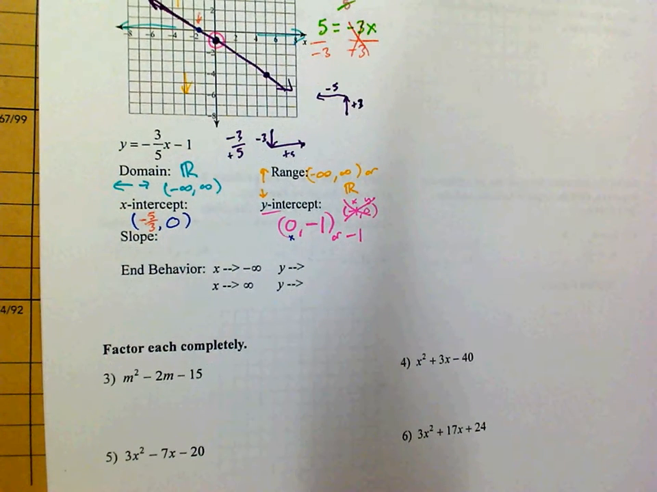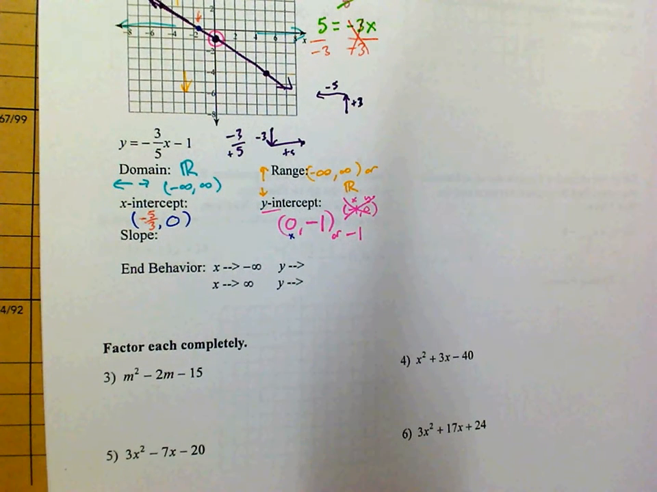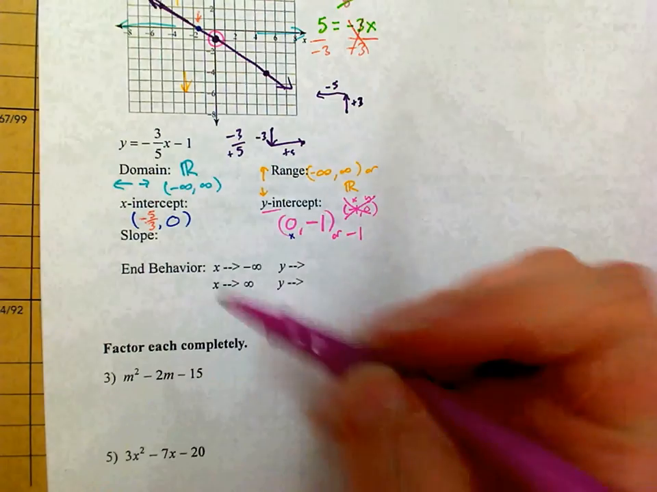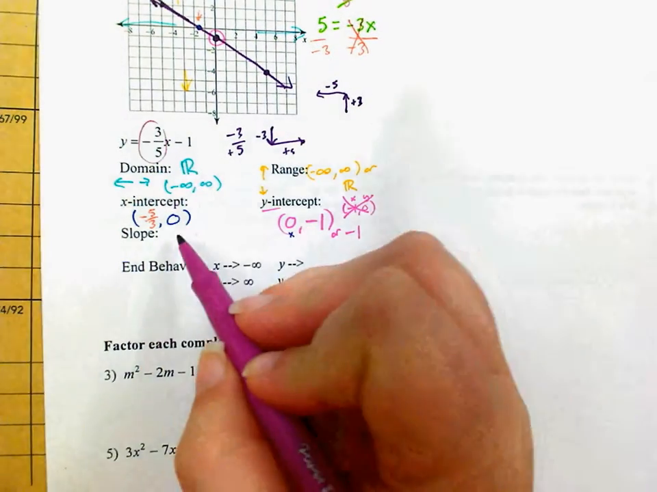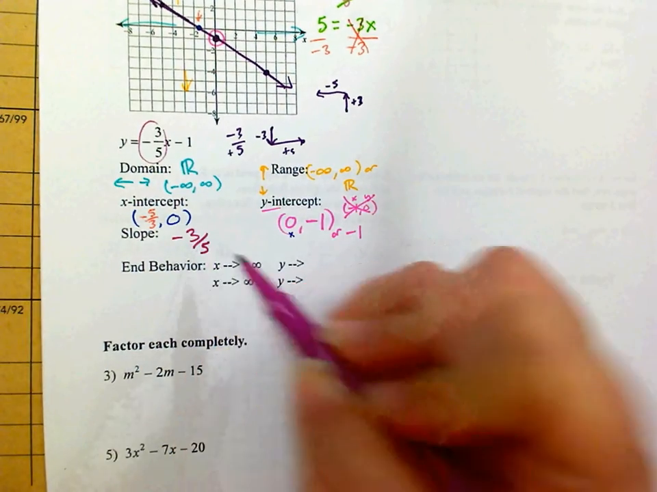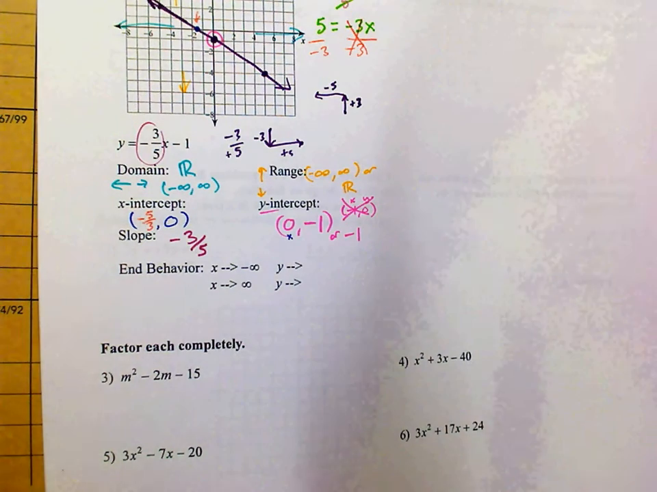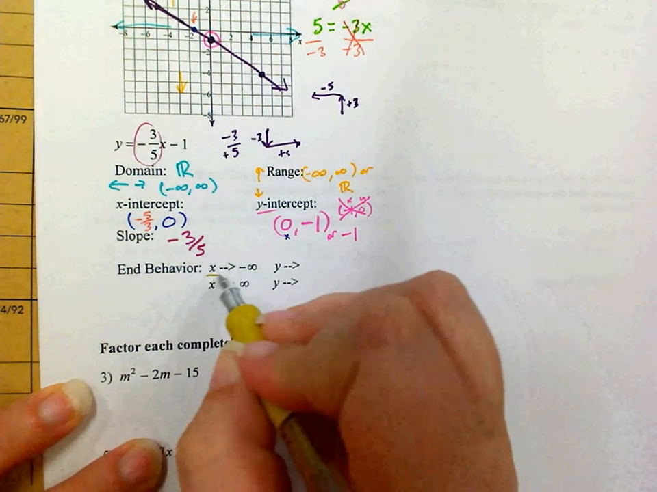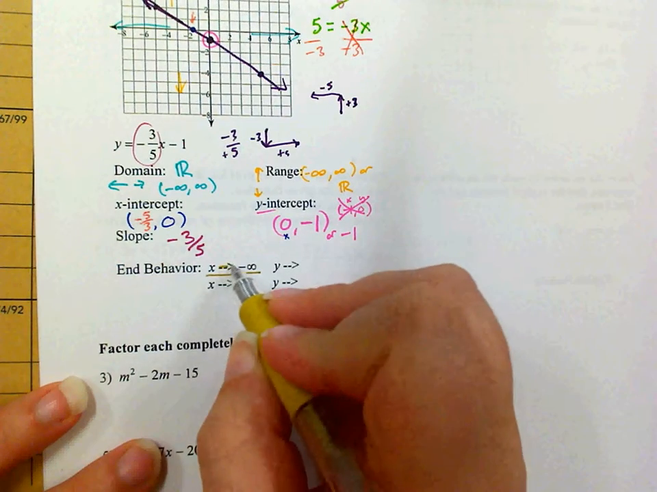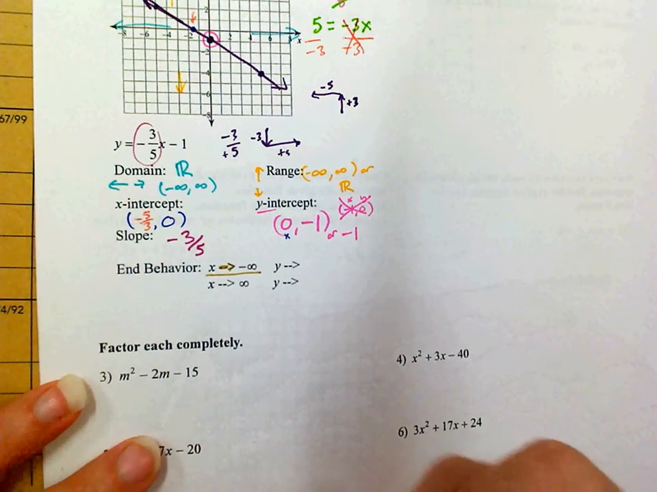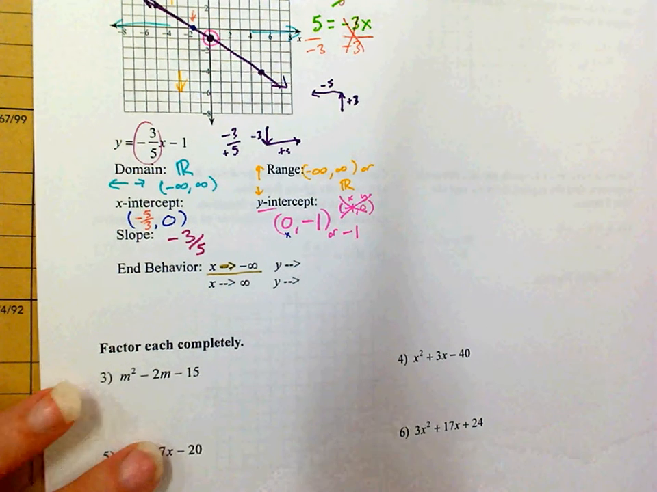It asks for slope. What was our slope? Negative 3 over 5. And then end behavior. Do y'all remember end behavior? So what does this mean when it says x is going to negative infinity? What does that mean?